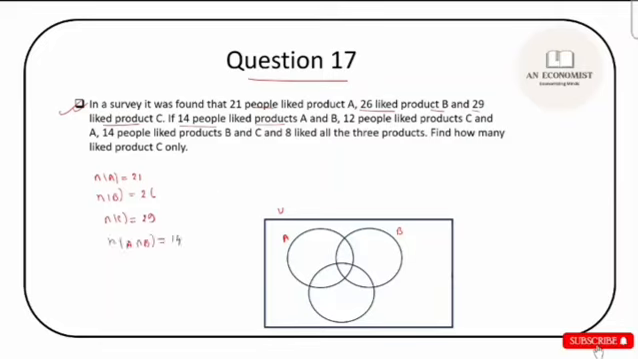12 people like products C and A, and 14 people like products B and C. And 8 like all three products. So A intersection B intersection C is what? 8, right? 8 people like all three products. Then we need to find how many liked product C only.